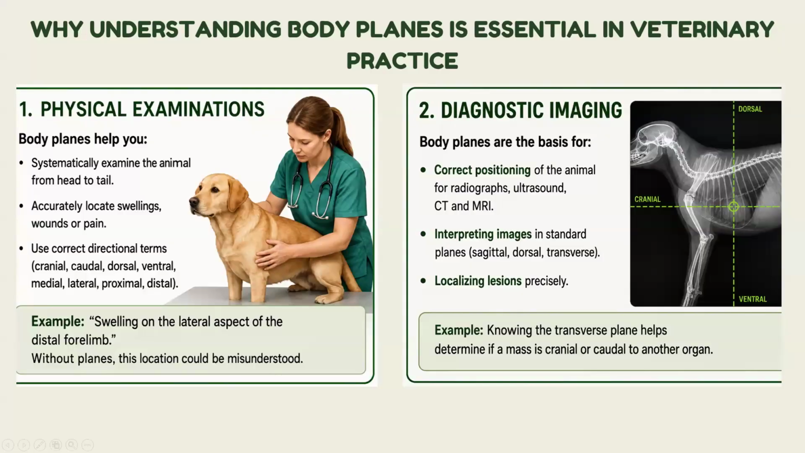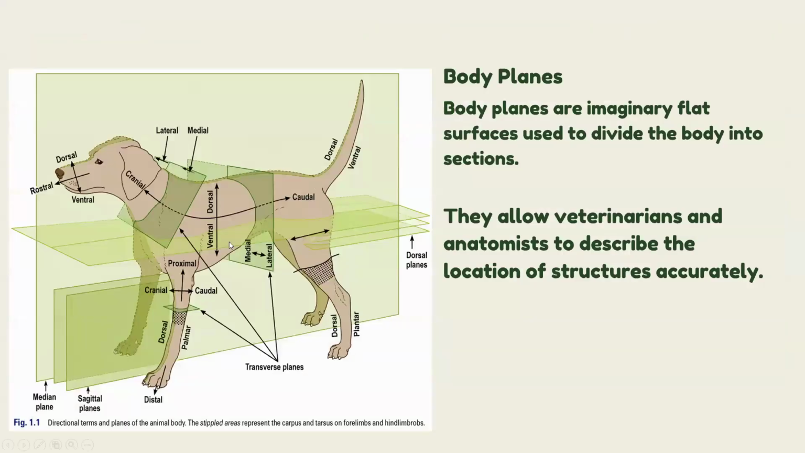It helps determine if a mass is cranial or caudal to another organ. This animal, okay, and we all know that the heart is located on the left side. This other side is the right side, while this side is the left side. Now, let's say we identify that there is a mass around the heart, and you're trying to explain where that mass is located, and let's say the mass is found around the aorta, that mass is actually cranially located because it's towards the head region.